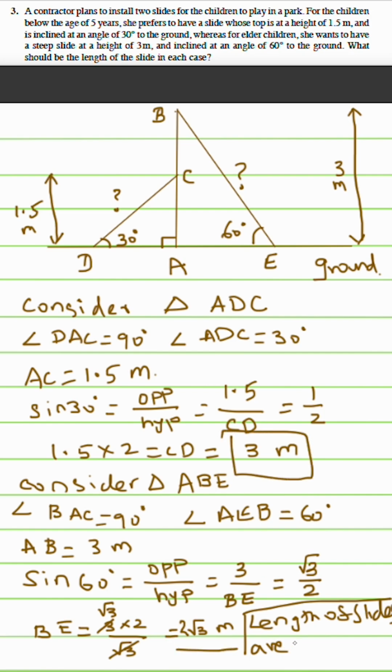and 2 root 3 meter. Let's mark in the diagram as well. The length of the smaller slide is 3 meter and the length of the bigger slide is 2 root 3 meter. These are the answers.